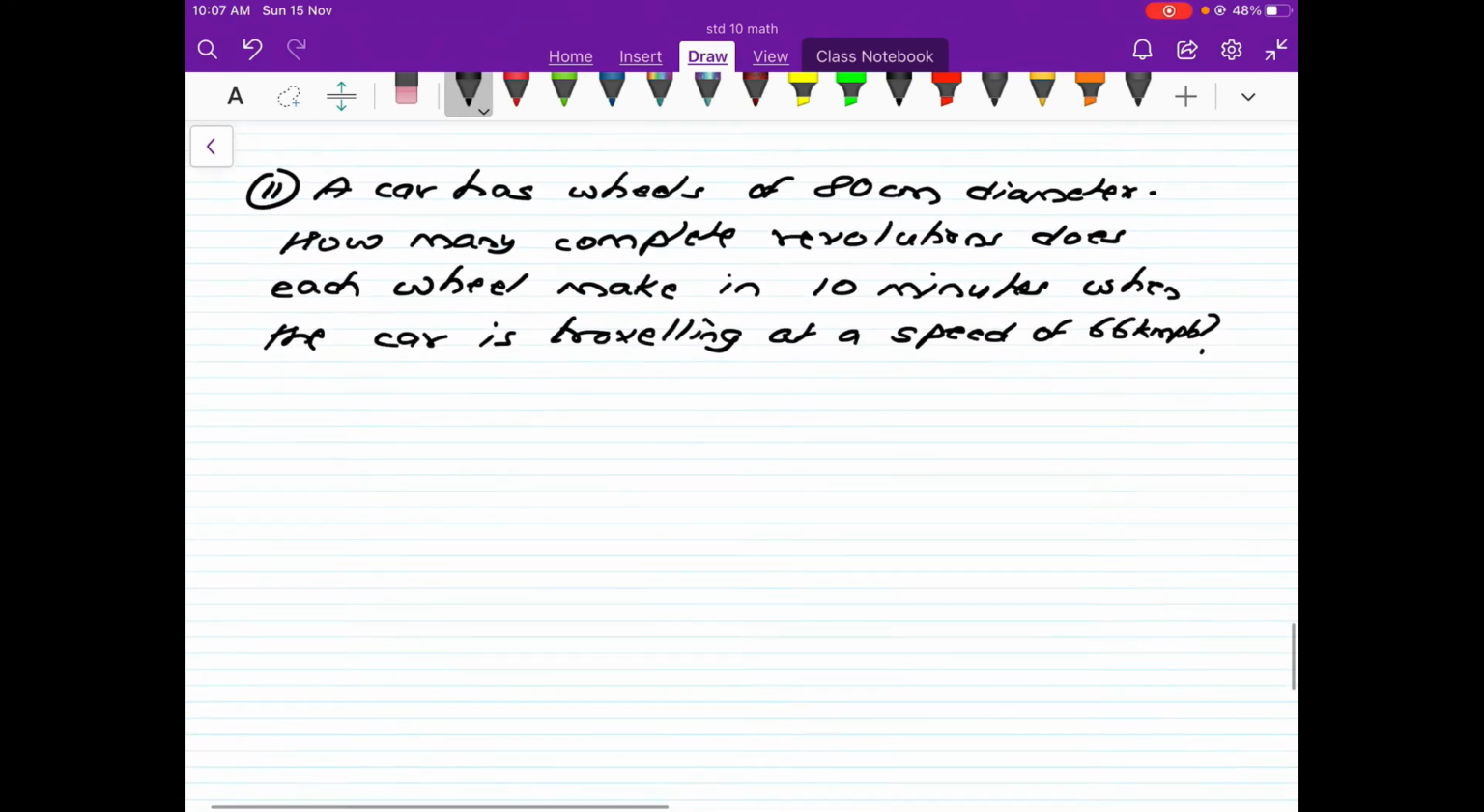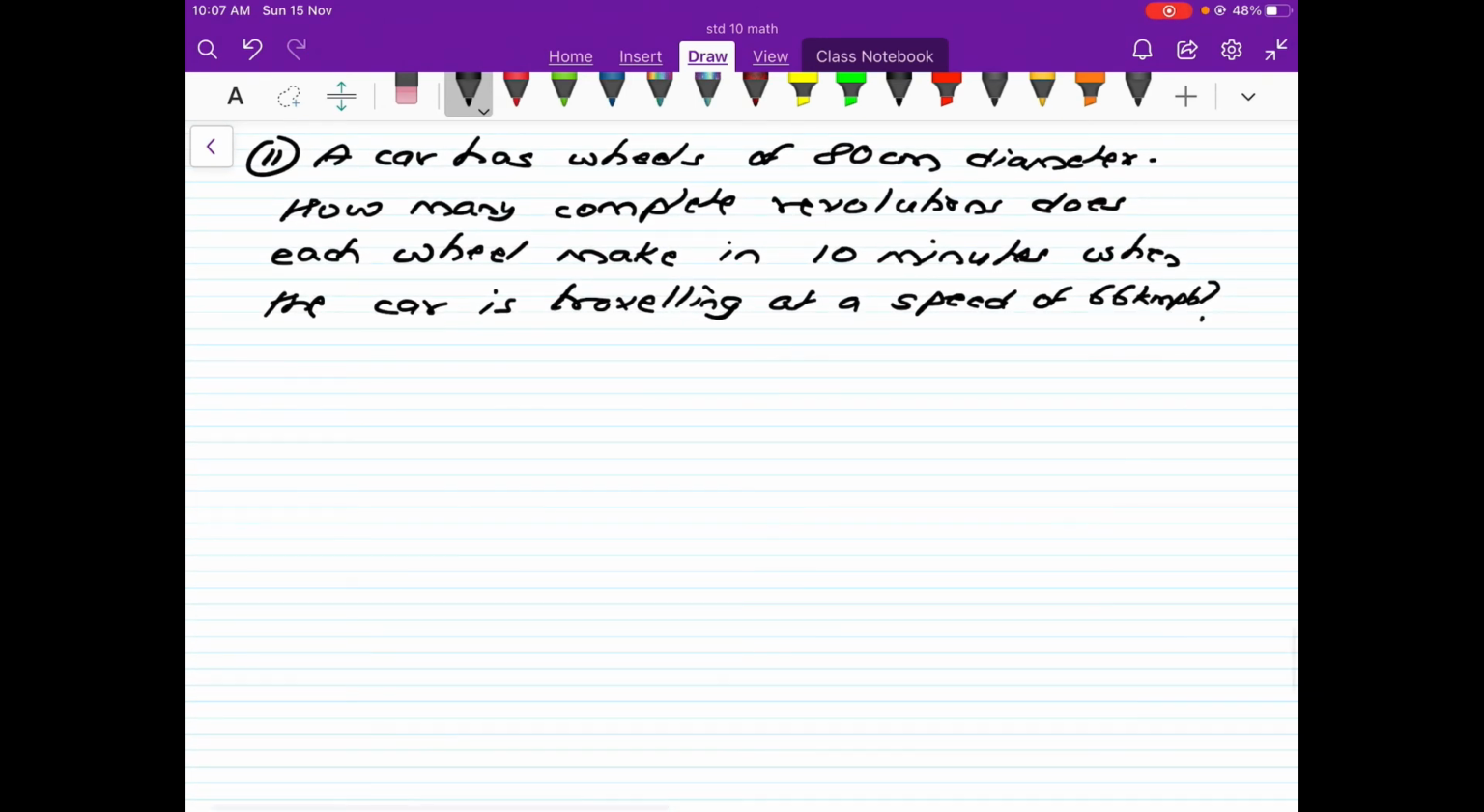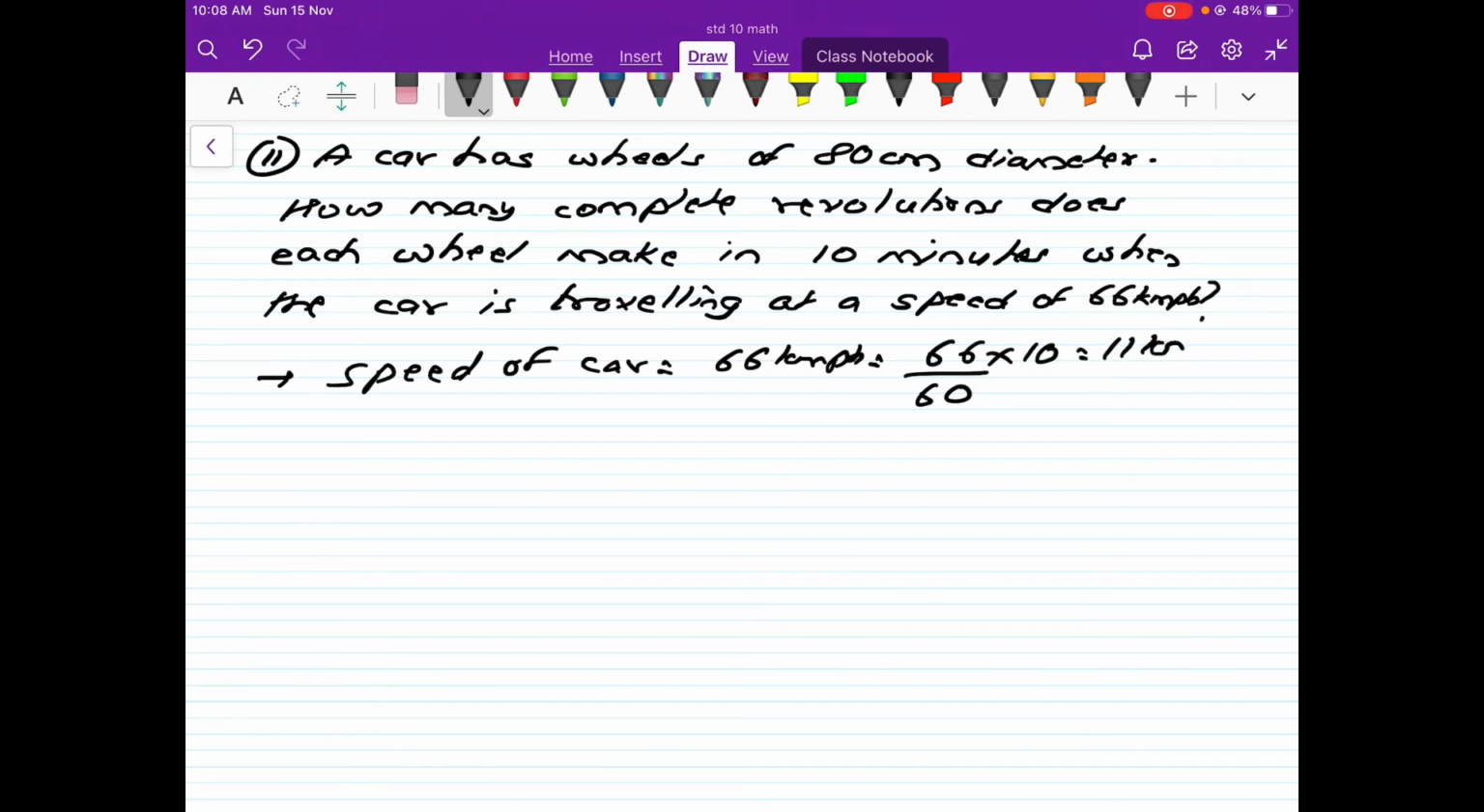Going for the next sum, the 11th one. A car has wheels of 80 centimeters diameter. How many complete revolutions does each wheel make in 10 minutes when the car is traveling at 66 kilometers per hour? So we will start with the speed of the car. The speed of the car is 66 kilometers per hour. So we can take it as 66 kilometers per hour into 1/6, and we want it for 10 minutes. So this will be nothing but 11 kilometers.